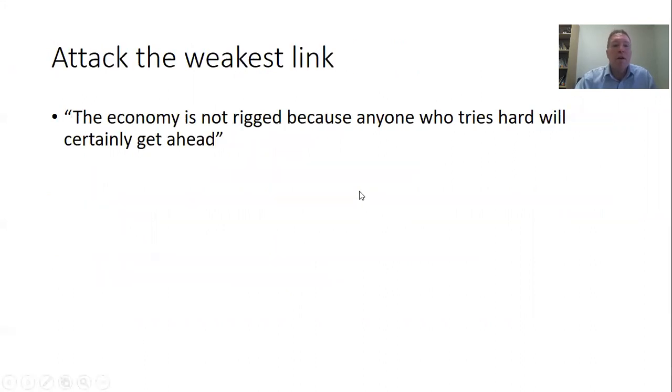Now, you want to try to find the weakest link. Is it the major premise, the minor premise? Which of those premises are you going to try to attack? So let's say I take this: the economy is not rigged because anyone who tries hard will certainly get ahead. So think for a minute, what's the claim, what's the reason, and what's the hidden premise?